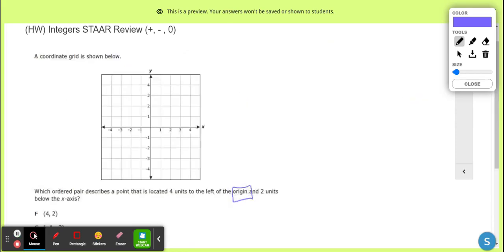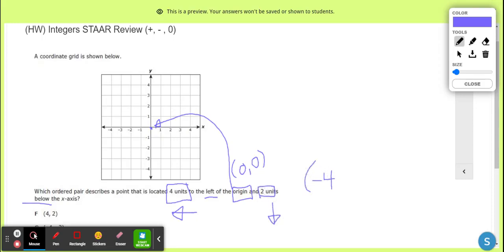The origin is going to be 0, 0. So here is 0, 0, and we're going to go 4 units left and then 2 units below. So we're going to go negative 4, which is left, and then negative 2, which is below.